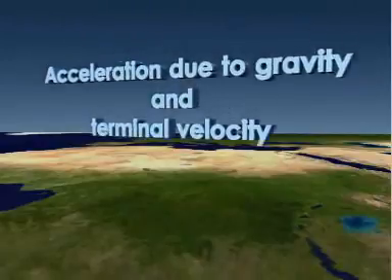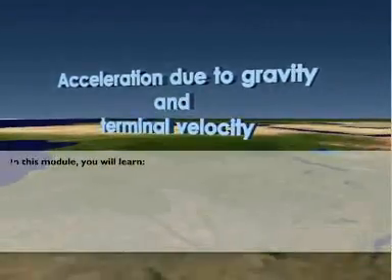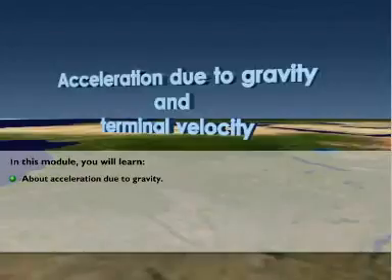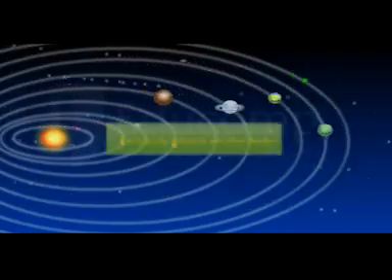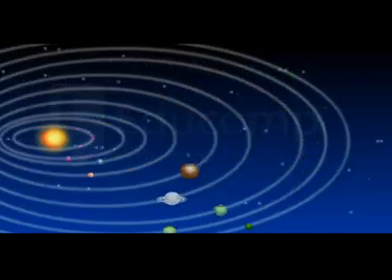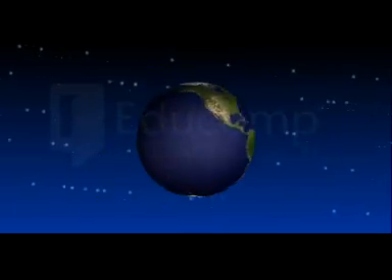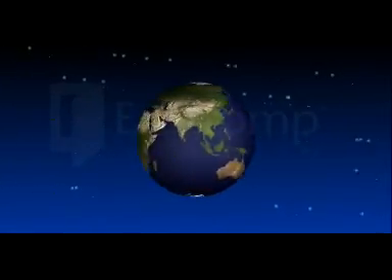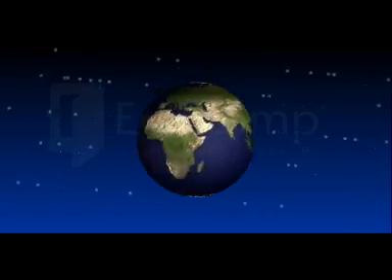Acceleration due to gravity and terminal velocity. In this module, you will learn about acceleration due to gravity. Gravity is the property of nature in which each body attracts another body with an equal but opposite force, like the Earth attracting all bodies. You'll therefore first be learning about acceleration due to gravity before you can understand terminal velocity.